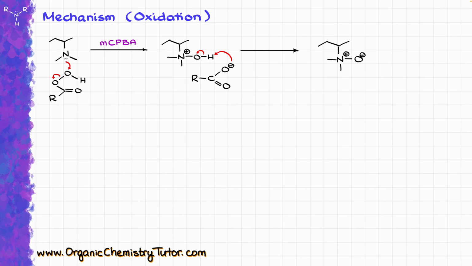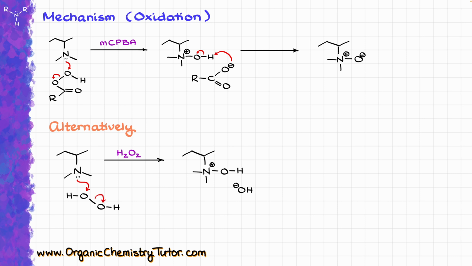There is, however, an alternative oxidation technique that you might see in your course, and that one is going to be in the presence of hydrogen peroxide. From the mechanistic perspective, that oxidation is going to be fairly similar. We are going to take our hydrogen peroxide and do the nucleophilic attack from our nitrogen onto oxygen, breaking the oxygen-oxygen bond, giving us this intermediate here, which, like in the previous case, we are going to deprotonate, in this case with hydroxide, giving us our final product, our nitrogen oxide or amine oxide.